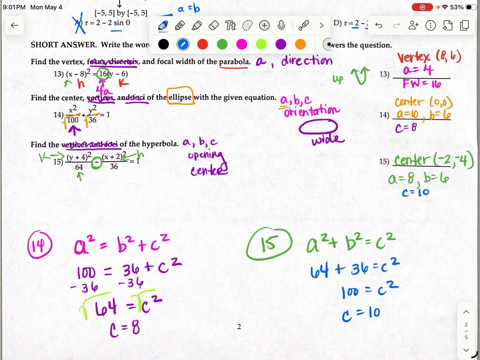So I found the center, the values of A, B, and C, and the direction of opening. Okay, so the direction of opening, remember, for a hyperbola, is determined by what comes first because of that minus sign. So the y squared is first. So since the y squared is first, this is an open up and down hyperbola. It would be one of those. So it is an up-down hyperbola. And there you go.